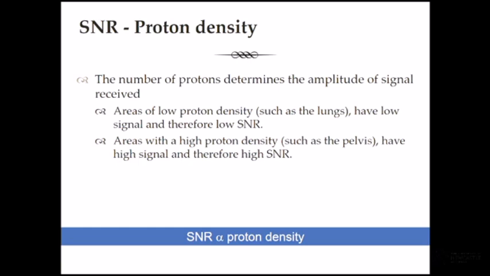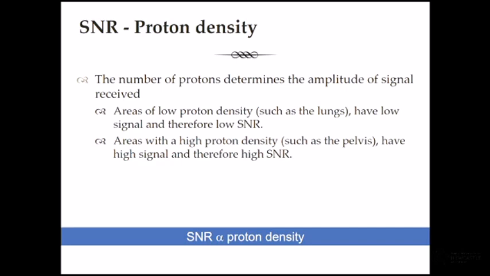So proton density. How does it control SNR? The number of protons determines the amplitude of the signal received. Essentially, the proton density of the tissue determines the signal to noise ratio of the experiment. Areas with low proton density, such as air-filled lungs, have low signal and therefore low SNR. Areas with high proton density, such as the pelvis or muscle, have higher signal and therefore higher signal to noise ratio.